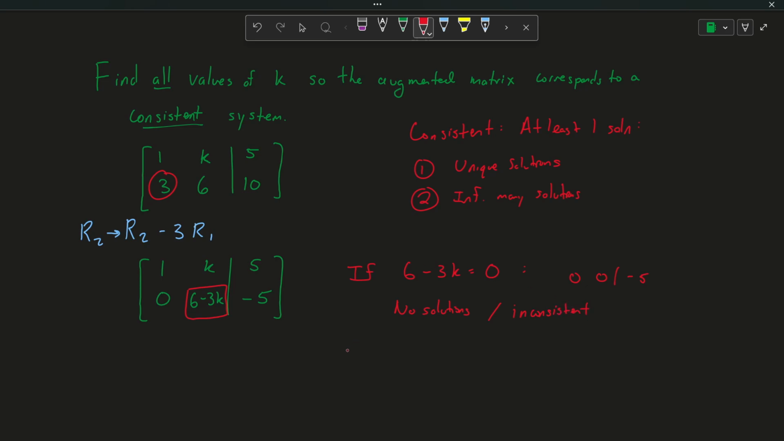So then let's think about what would happen in the opposite case. If 6 minus 3k was not equal to 0, then whatever this value is, our row would look like 0, and then some number, and then negative 5. So as long as this thing is not 0, we could divide by this and get a unique solution, and then we would be in consistent land.